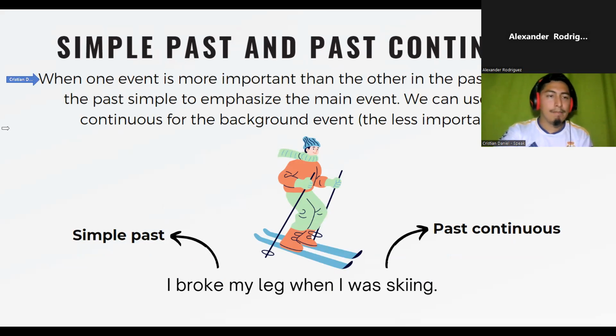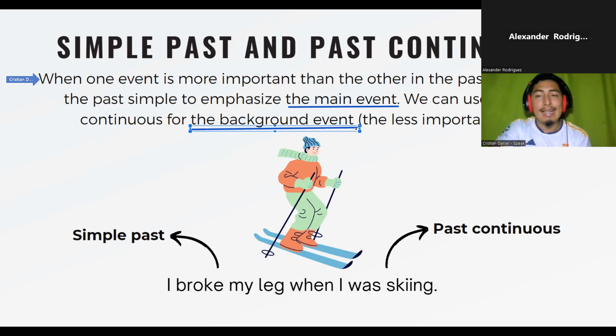Very good. As you can see, we divide this sentence in two parts. In grammar tenses, we have two tenses, simple past and past continuous, but also we can divide the sentence into parts. First one, the main event. And the second one, the background event, or as it says, the less important one. Right now, let's read the example. I broke my leg when I was skiing. Very nice.